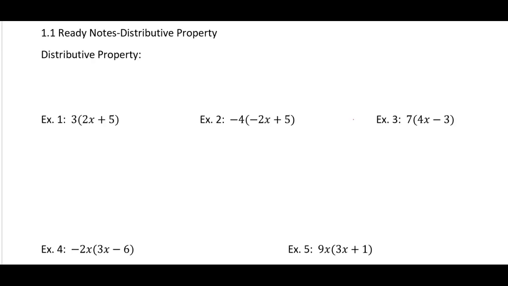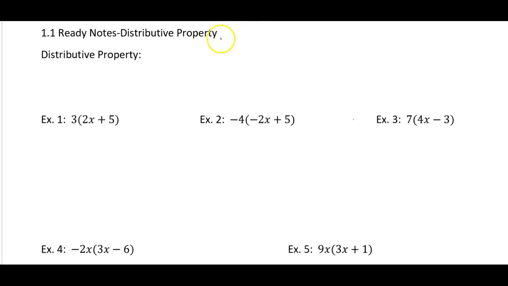All right, this is Math 2. This is the 1.1 Ready notes. These are concepts that you guys probably have learned before, but we're going to need them to be mastered by the time, maybe like section 1.3, 1.4, and even all of chapter 2. So here we go. Today's real short and quick.